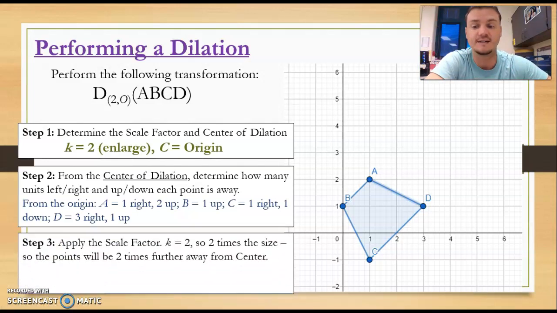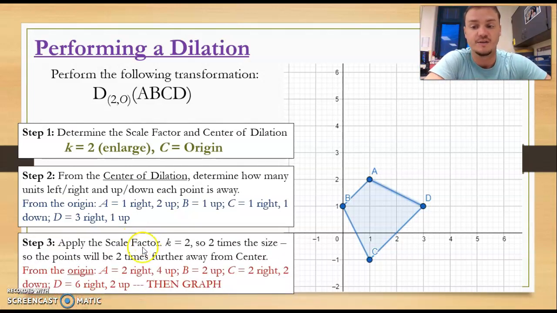So apply the scale factor. We're going to multiply these by 2. So A prime will be 2 right instead of 1 right, and then 4 up instead of 2 up. So we're just doubling these distances. So 2 right, 4 up, that means A prime is going to be right here.